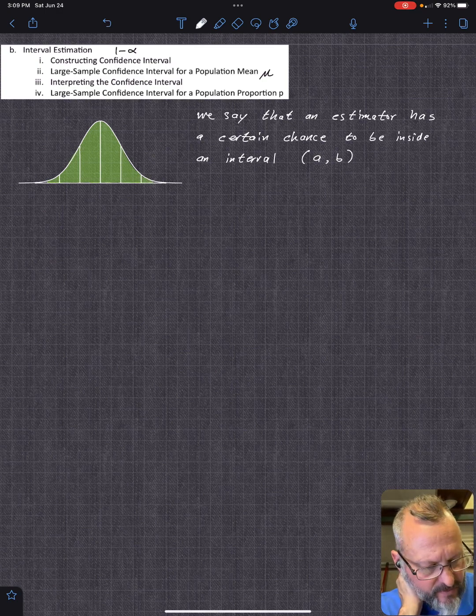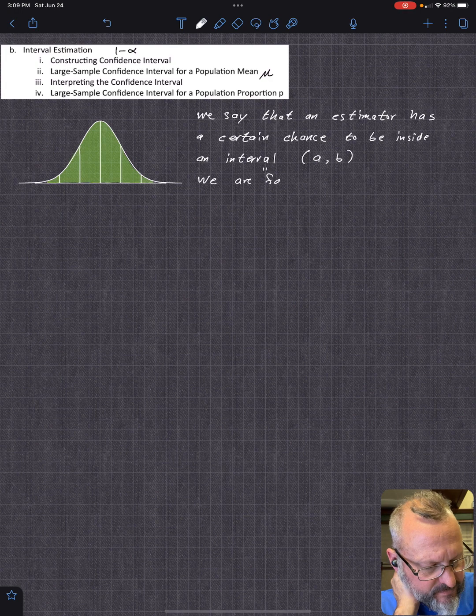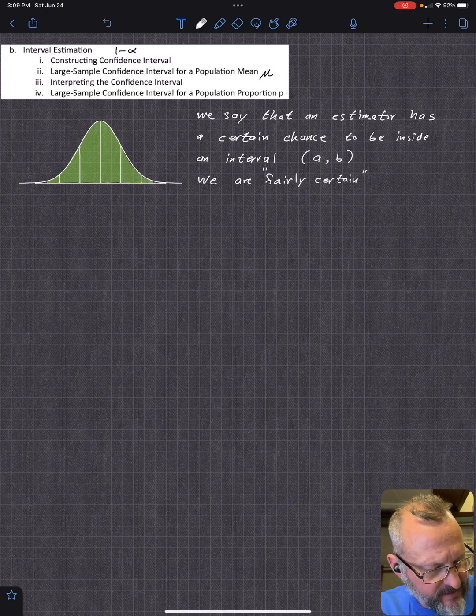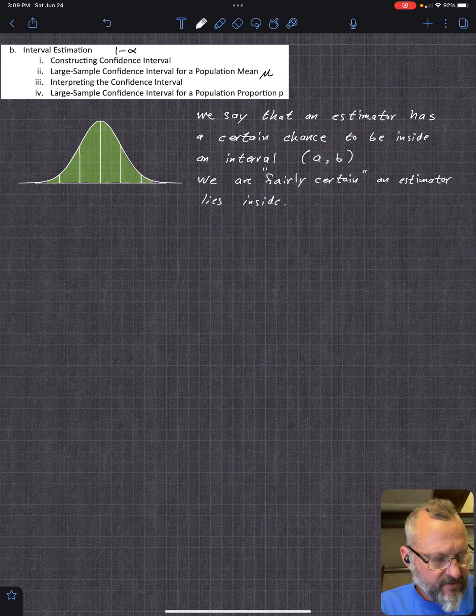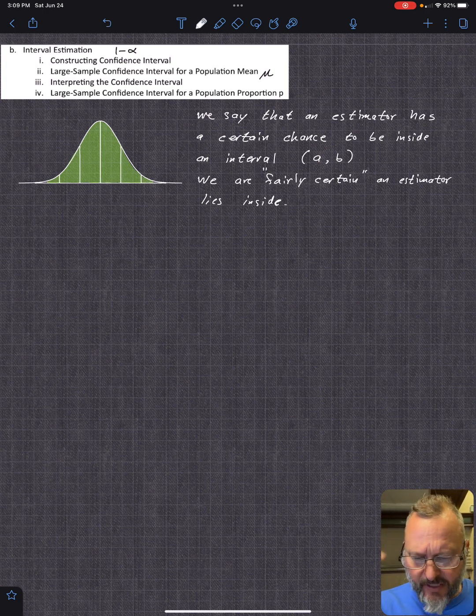So another way of saying it in stat language, we are fairly certain an estimator lies inside. There's always outliers and things like that, but we're saying most of the samples will be inside that interval. And that's the concept of confidence intervals.